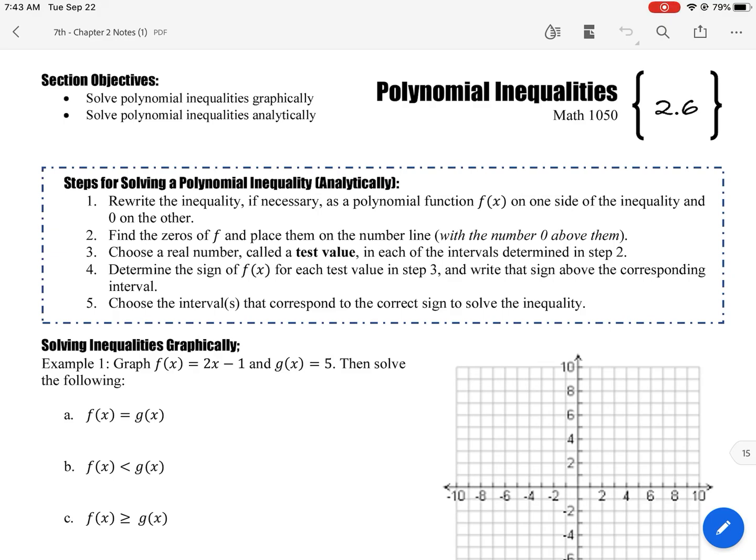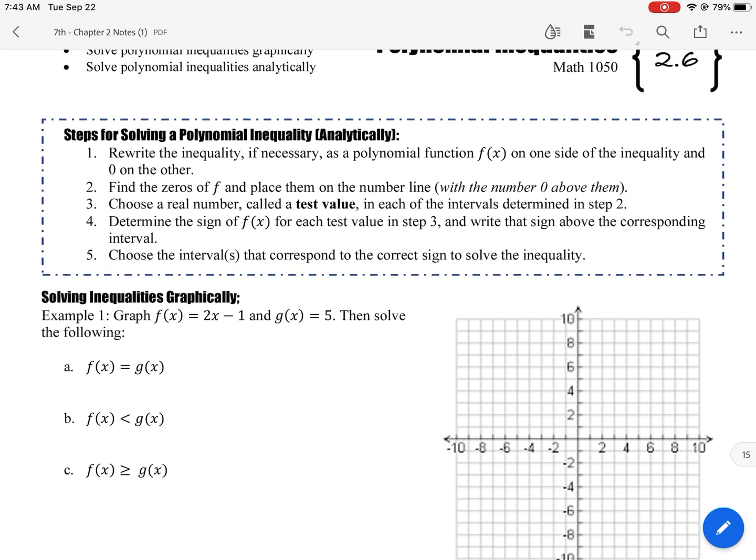And then we're going to choose real numbers to test between those zeros, right? And then we're going to determine the signs and then choose the intervals that correspond to the correct sign. Before we actually do that, let's go ahead and just start. Let's just look at some graphs and make sure we understand what's going on with these.